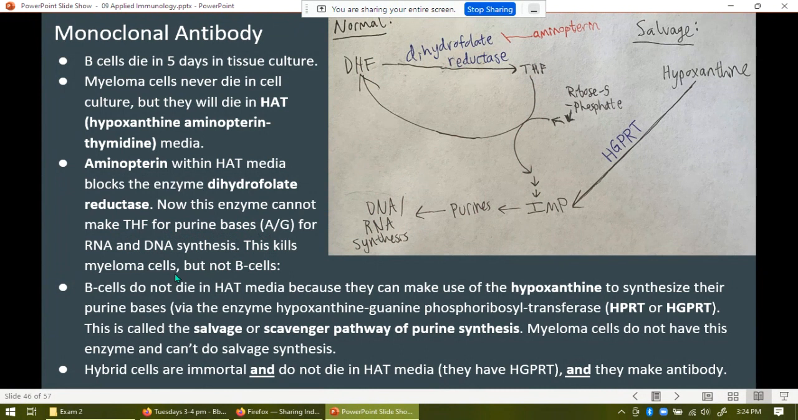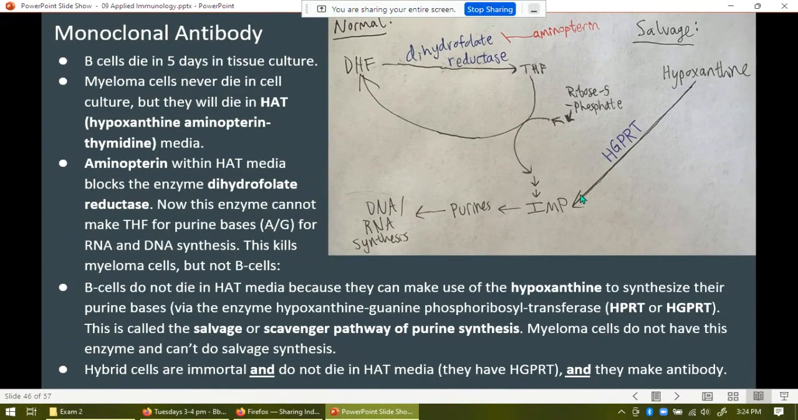However, this only kills myeloma cells. It does not kill B cells. Why does it not kill B cells? B cells can make use of hypoxanthine within the HAT medium to synthesize their purine bases. They have an enzyme called hypoxanthine guanine phosphoribosyltransferase, HGPRT or HPRT. Okay, so they have this weird enzyme that can take hypoxanthine and convert it into inosine monophosphate, which is the precursor for purine synthesis.